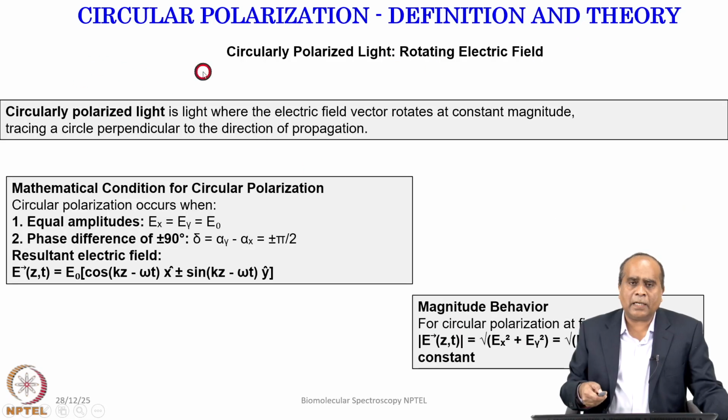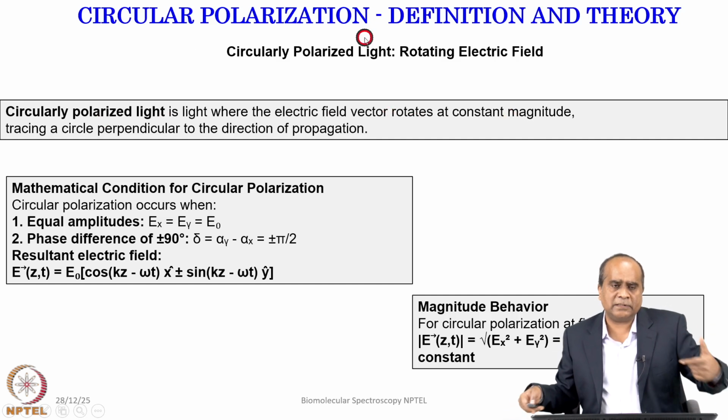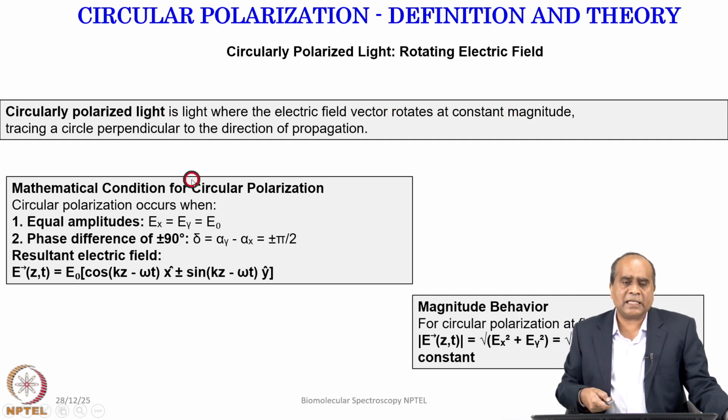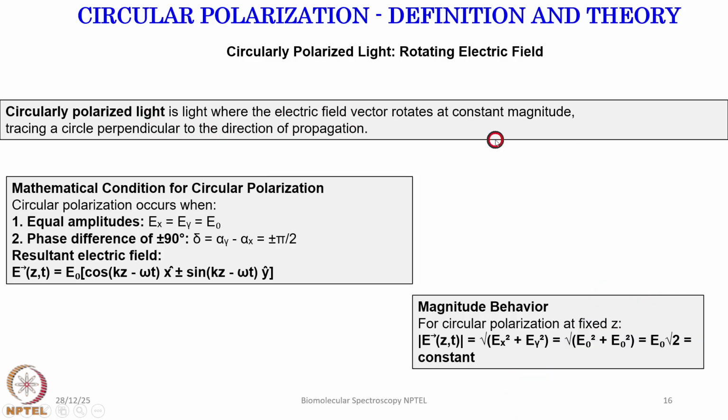Now, the circularly polarized light, here we are rotating the electric vector. In this case, the light where the electric field vector rotates at a constant magnitude, this vector is rotating like this, and that is why it is circularly polarized light. So, we can rotate these vectors to generate circularly polarized light at a constant angle.